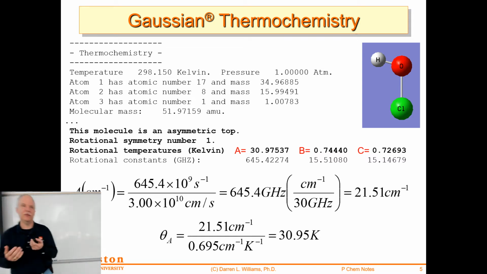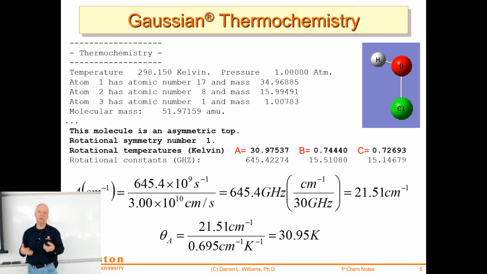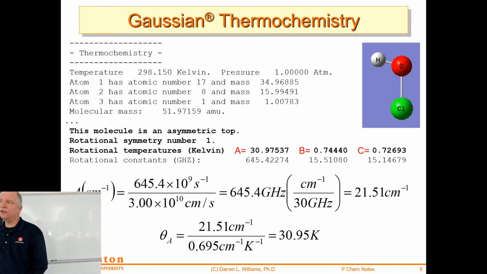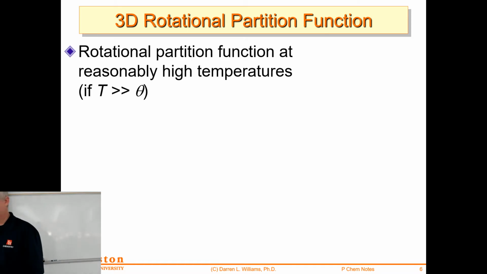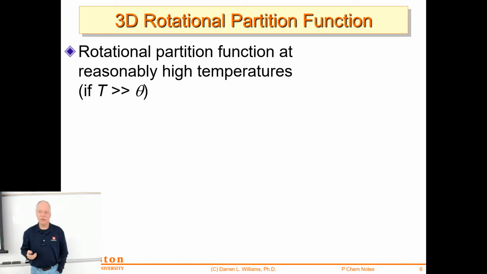Because I'm a spectroscopist, I always write my rotational constants in wave numbers, because most of the time my x-axis, if it's in infrared or Raman, is in wave numbers. Old school days when they first wrote Gaussian, everything was in gigahertz. So they just had frequency, that's the x-axis. So, all right, now let's look at the 3D rotational partition function.